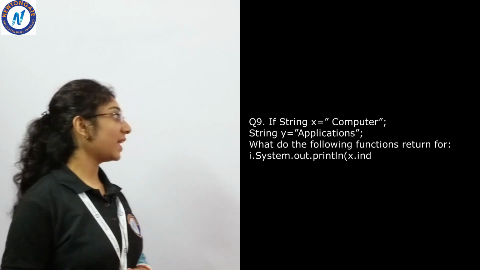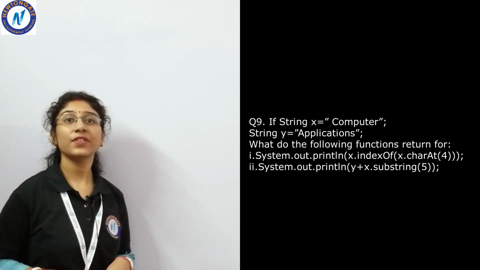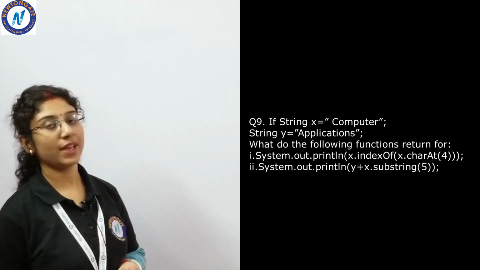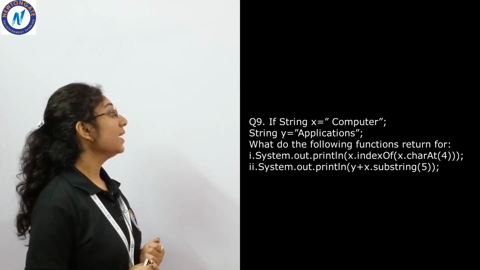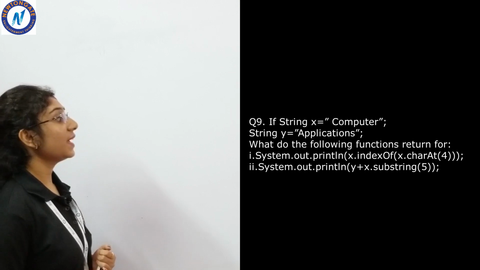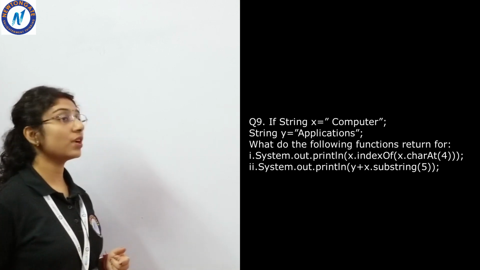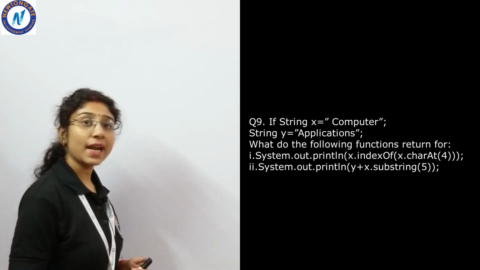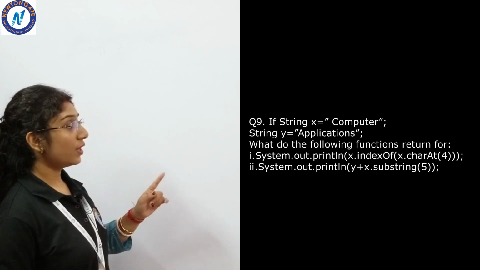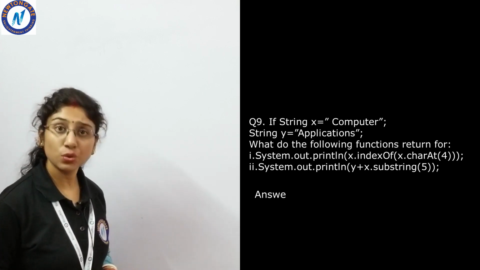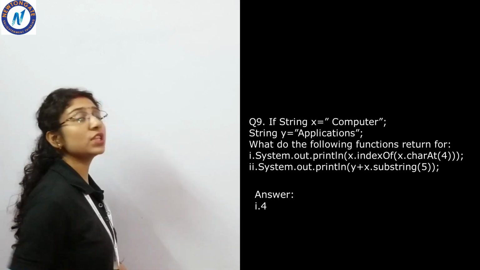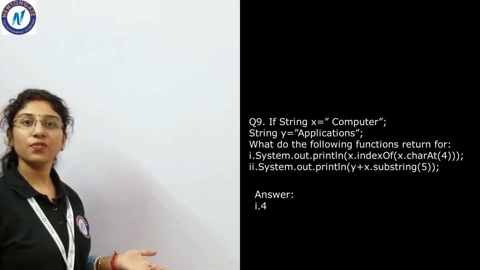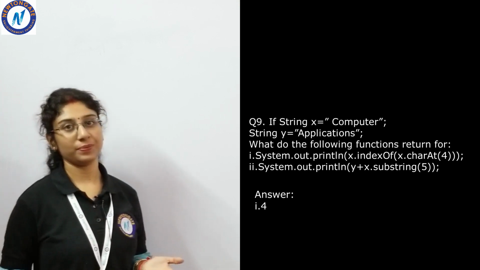Next question. Now the next question is also an output based question. Here I have taken two string type variables x and y. In x I have stored computer and in y applications. Now the first statement is x.indexOf(x.charAt(4)). So what is located at position 4? 0, 1, 2, 3, 4. Position 4 means u. Now what is the index position of u? That is 4. So ultimately the output will be 4.